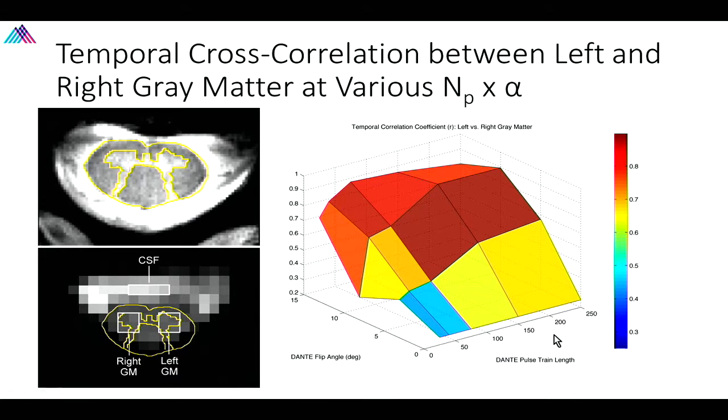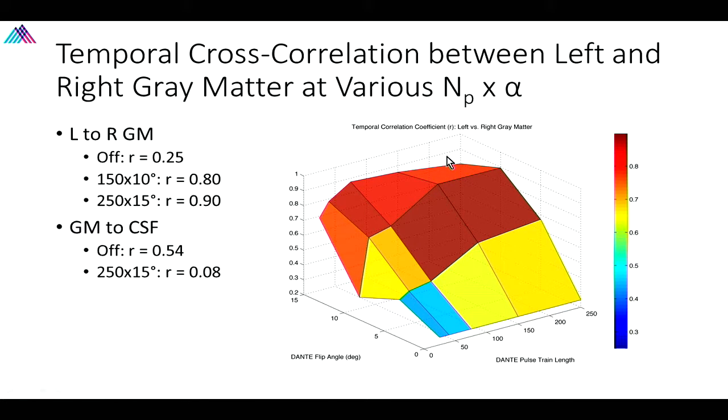So first note that these axes are reversed in this last surface plot. At no DANTE, we see a very low correlation between left and right gray matter. But as DANTE is ramped up and the CSF signal is suppressed, we end up seeing a rather strong correlation between left and right gray matter. So this goes from an R of 0.25 up to the range of 0.8 to 0.9.